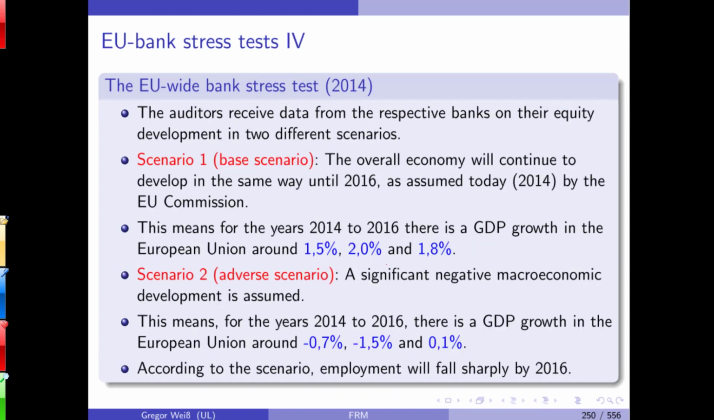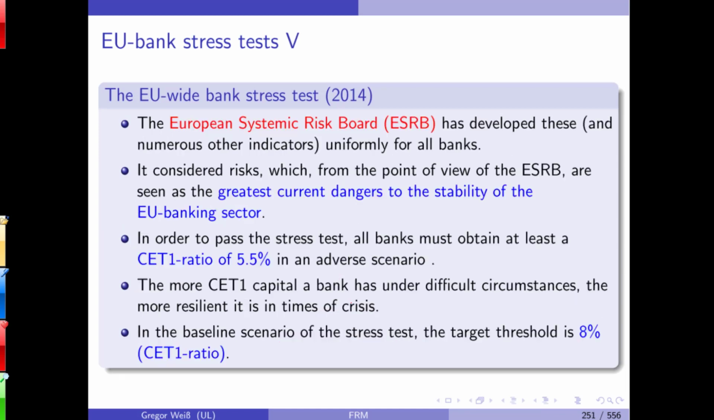And those were the scenarios. The base scenario was that the overall economy will continue to develop in the same way until 2016, as assumed back in 2014. This means GDP growth of 1.5%, 2%, and 1.8% in the years 2014, 15, and 16. The adverse scenario was a macroeconomic crisis. GDP growth is minus 0.7, minus 0.1, and just 0.1% in those 3 years. And accordingly, employment will also decrease. And this, of course, is a major recession. If EU-wide GDP growth is negative, minus 1.5%, that's a huge recession.